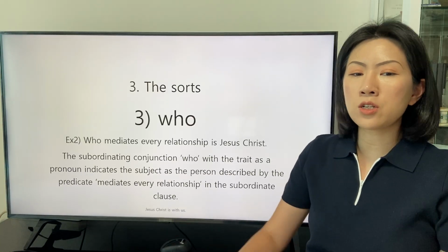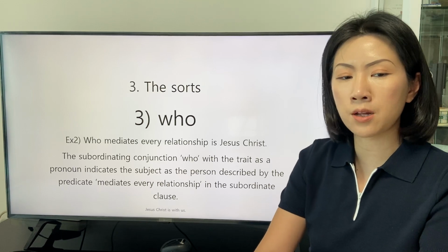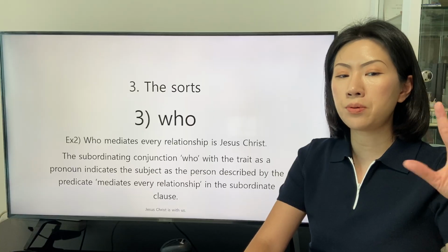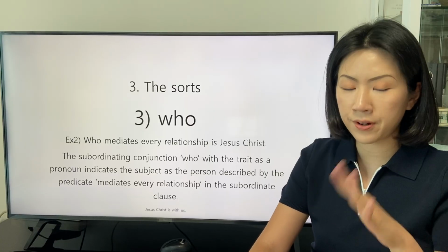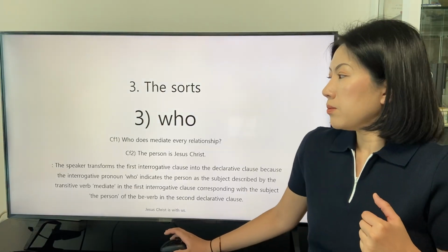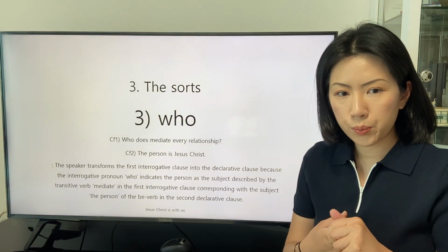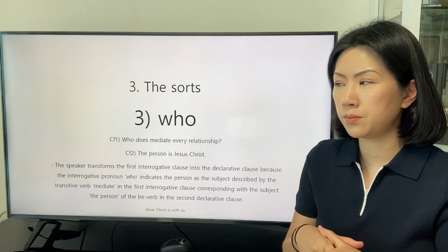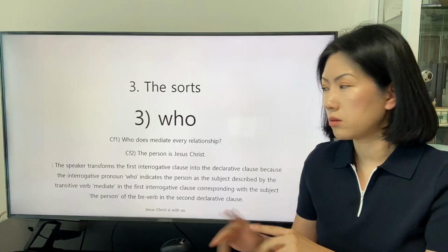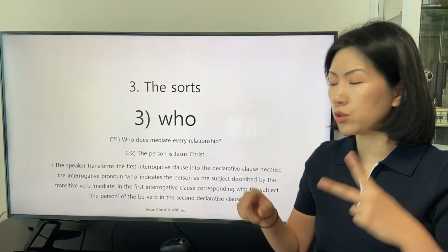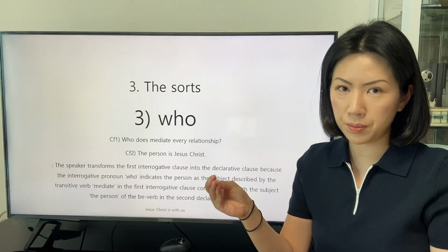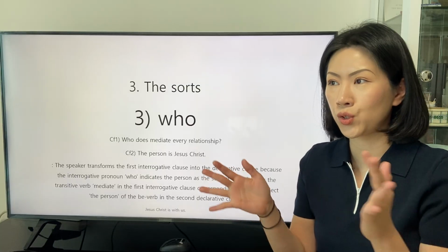The subordinating conjunction who, with the trait as a pronoun, indicates the subject as the person described by the predicate, and mediates every relationship in the subordinate clause. We can take it down to the two clauses before being integrated into a sentence.